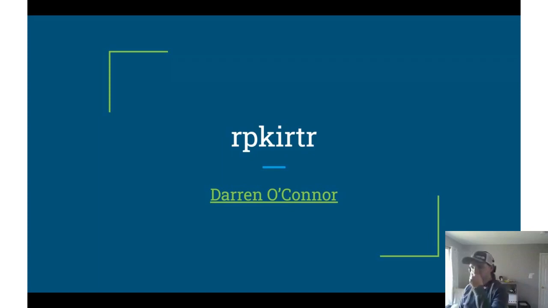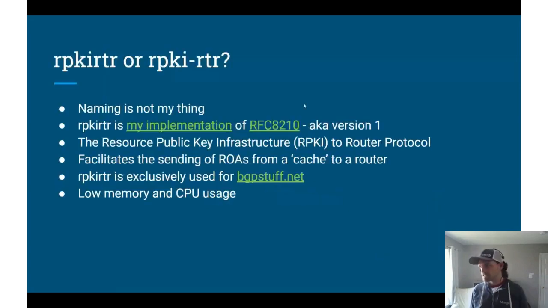Darren, go on. Yeah, so I'm going to talk about rpkirtr. I don't know if there's a nicer way to say it, but it's really both the name of my application that I have been writing, as well as the actual RFC itself, because I am absolutely terrible at names. As you can see, my app is called rpkirtr with no dash, and it's an implementation of RFC 8210, which is the RPKI-to-Router protocol. As I showed, naming, I name it as I see it, so I couldn't come up with some other fancy name, so I just call it what it is.